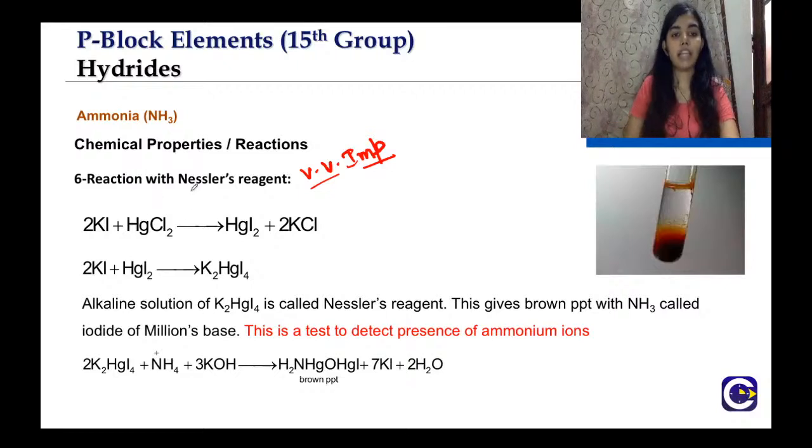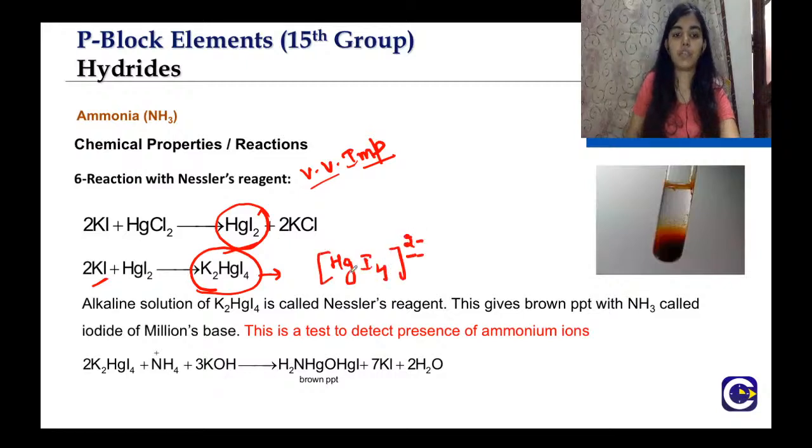So reaction with Nessler's reagent, right? If you treat KI with HgCl2, what will be formed here? HgI2. Now again this HgI2 will react with KI to form a complex known as K2HgI4, or you can also write it as HgI4 2 minus. So alkaline solution of this particular complex is known as Nessler's reagent. It is basically used for the detection of the ammonium cation, right?